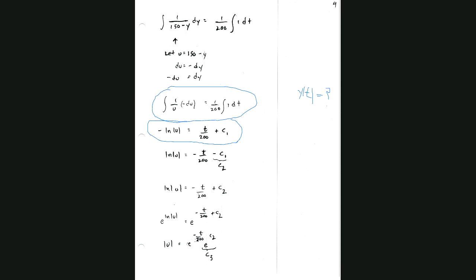I don't want the negative in front of the log of u, so I'm going to multiply through by -1. The log of the absolute value of u will equal -t over 200 minus c1, and minus c1 is now c2. So now I have the log of the absolute value of u is -t over 200 plus c2. We want to get the absolute value of u by itself. So what do we do to remove the log?